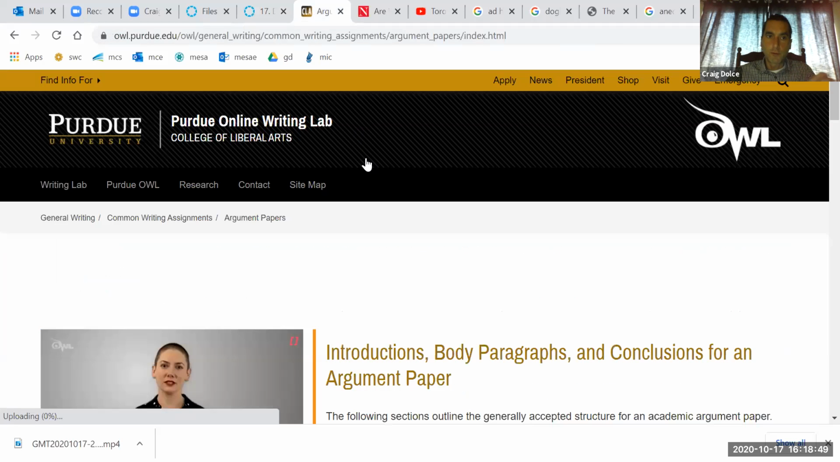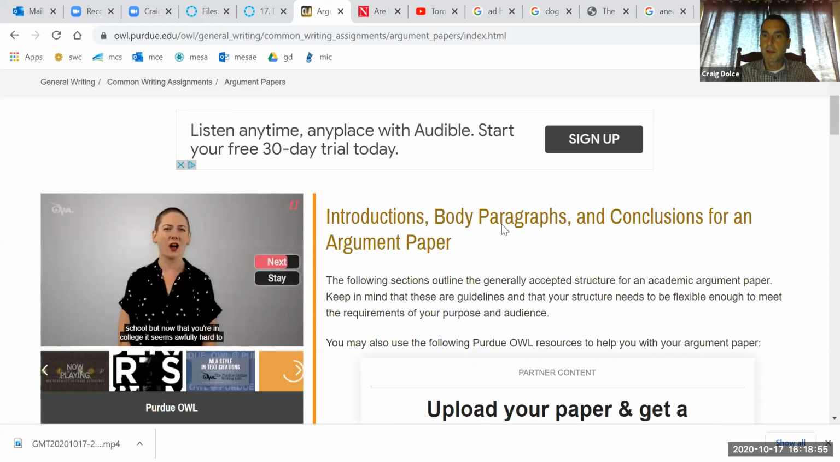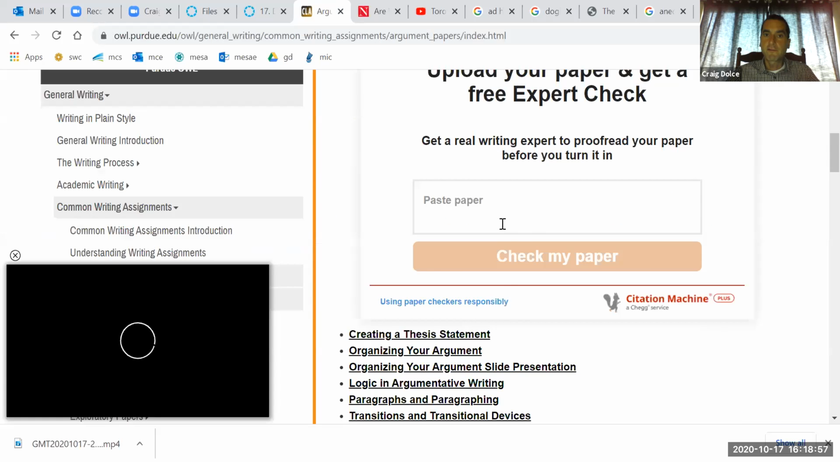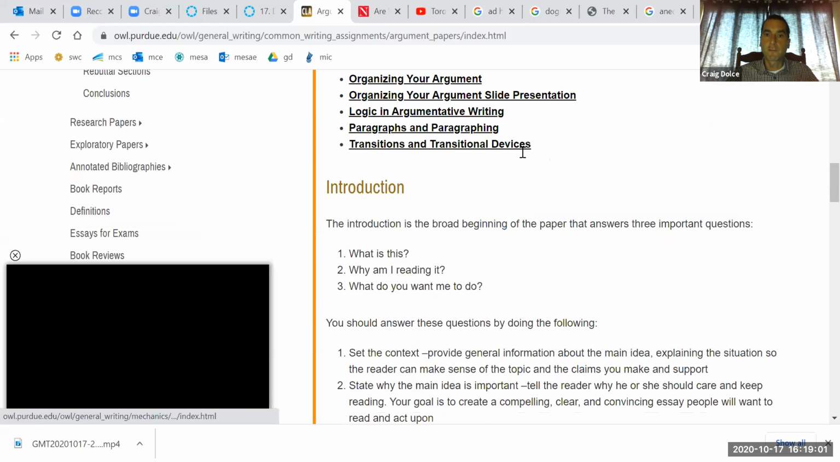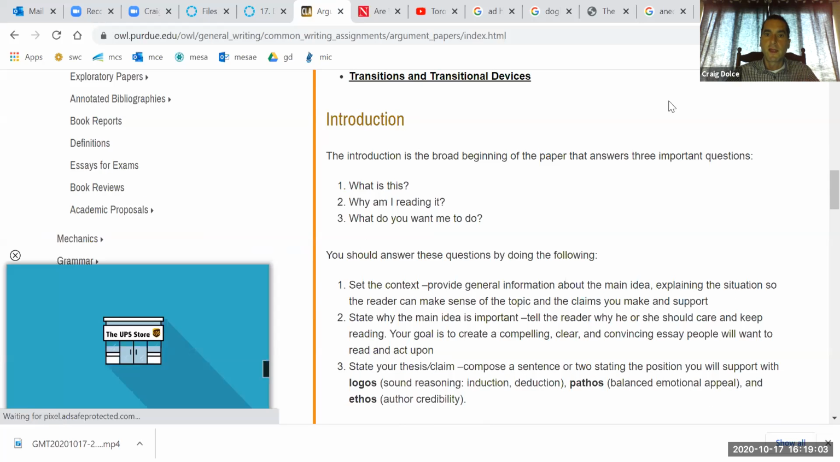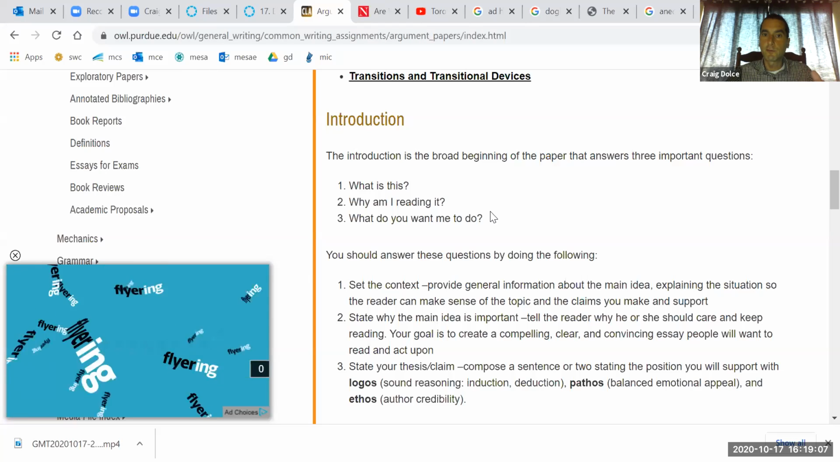Lastly, Purdue Online Writing Lab, right? Common writing assignments, argument papers, intros, bodies, conclusions, right? Focusing on purpose and audience, right? First up, the intro. What should it do? It's a broad beginning of the paper that answers, what is this? Why am I reading it? What do you want me to do?